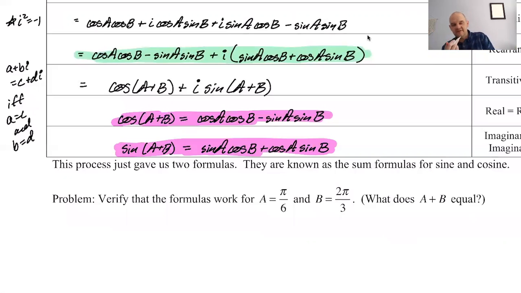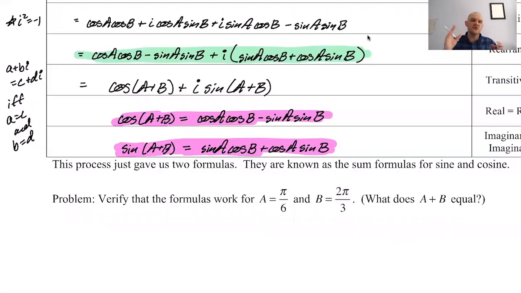You've got e to the i theta equals cosine theta plus i sine theta. Cosine of A plus B is cosine cosine minus sine sine. Because it's multiplication, it doesn't matter what the order is. Sine of A plus B kind of matters, so you do sine A cosine B plus cosine A sine B.